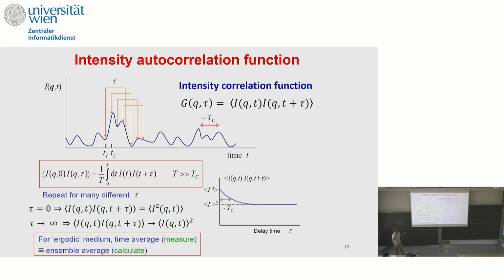You will have that the intensity at time t and time t plus tau are fully decorrelated, statistically independent, which means that this average here breaks into the average of the intensity at time t times the intensity at time t plus tau. If your system is not changing structure, this average intensity will be the same, so you end up with the average intensity scattered by your system squared.